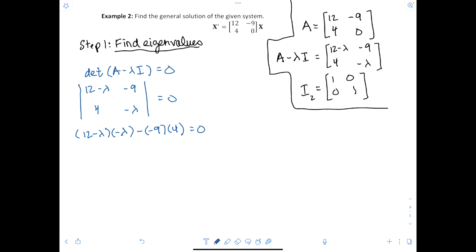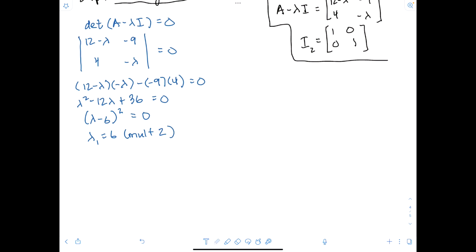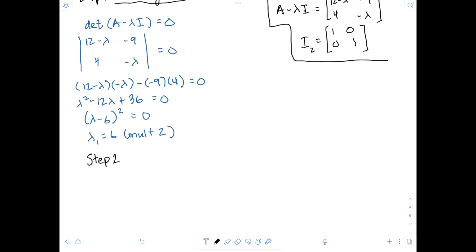That's going to give us lambda squared minus 12 lambda plus 36 is 0. And if we factor that, we'll have lambda minus 6, the quantity squared, is equal to 0. So lambda 1 is equal to 6 with multiplicity 2. So now let's go ahead and go to step 2. Find eigenvectors.